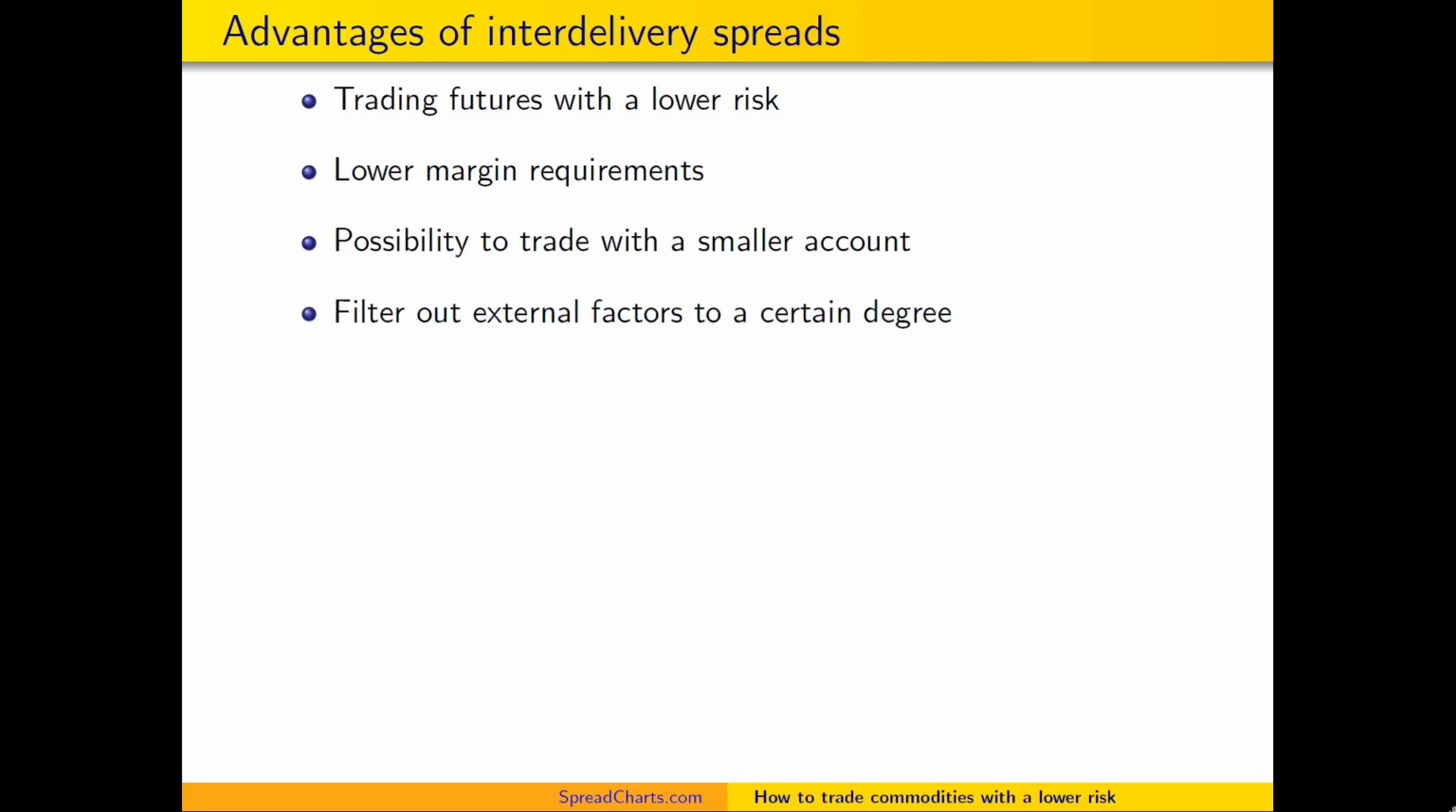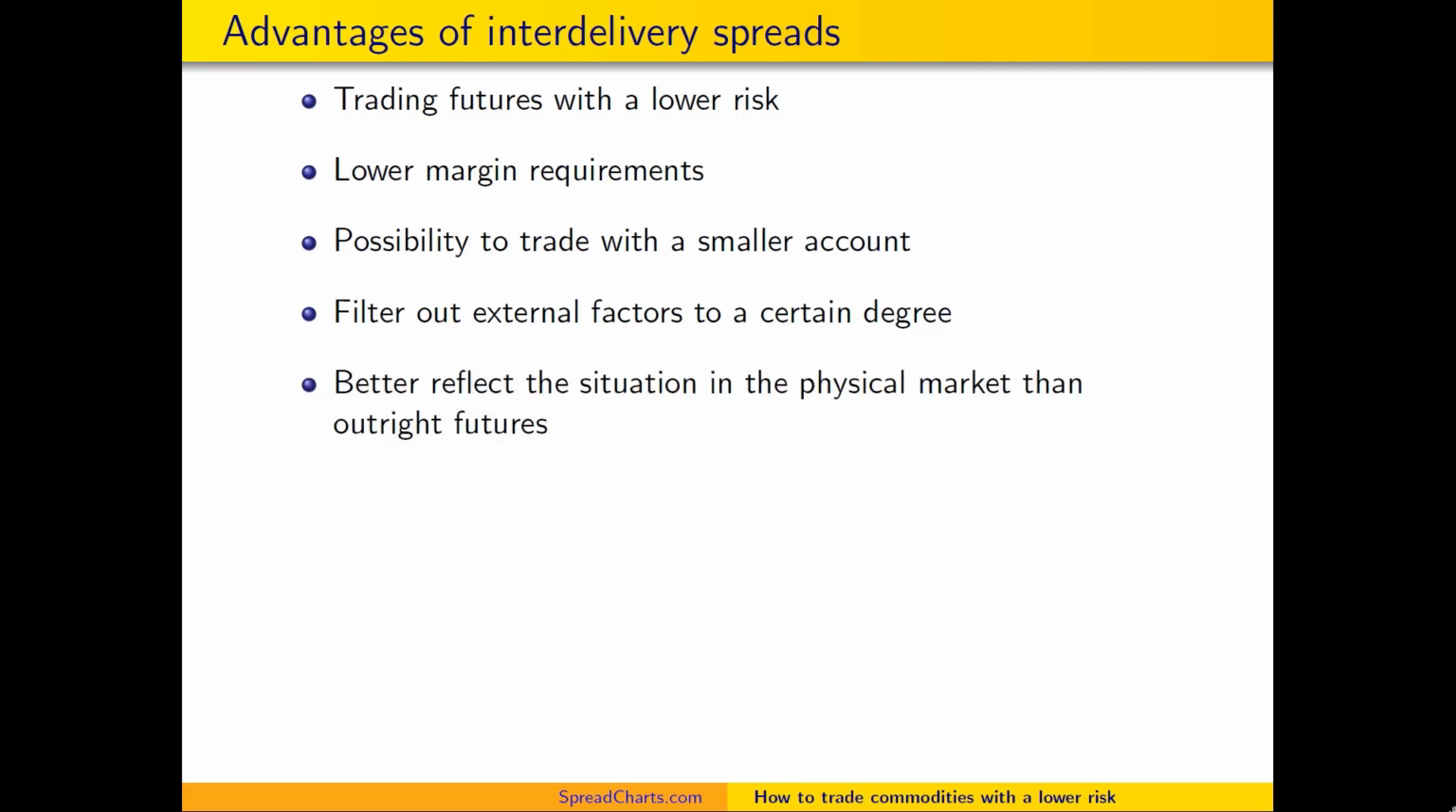Another advantage of these spreads is that they filter out external effects to a certain degree. What are such effects? The macro influence, currency movement, and other externalities. Generally, factors not directly associated with the underlying commodity. The spreads better reflect the true supply-demand situation on the physical market. For example, if there is a panic on the stock market and fear is spilling over the commodities, spreads would largely filter out this effect.